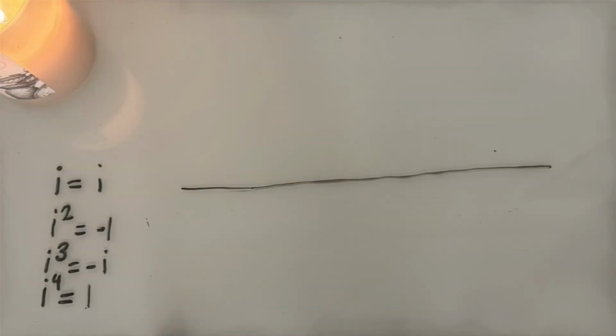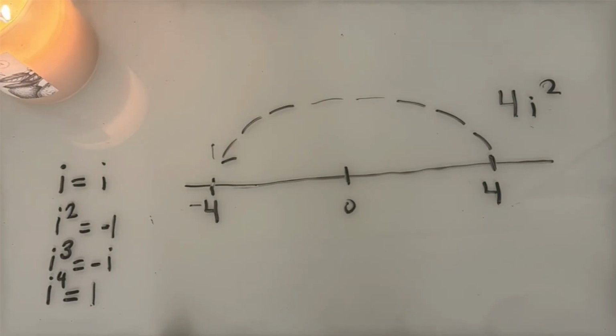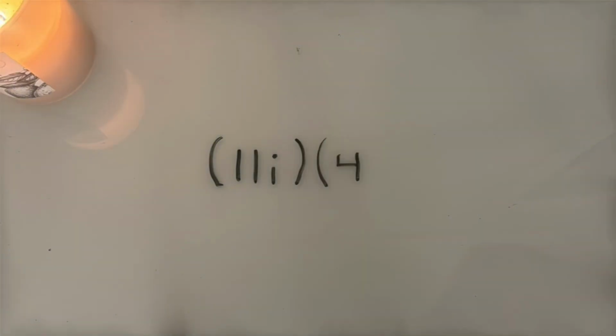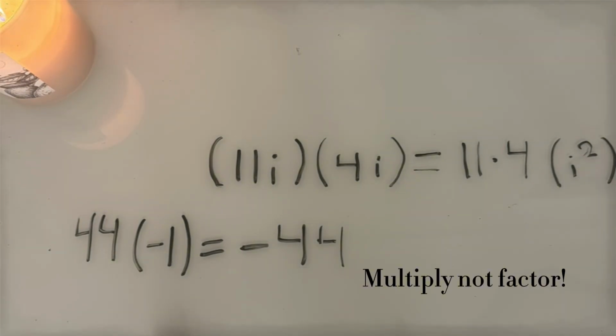Let's solve a practice problem. So let's say you have 4 times i squared. Well, that would be 4 times -1, meaning you have a 180-degree turn to -4. Let's say you have an algebraic problem, so 11i times 4i. Well, that would just be -44 after you factor out and solve for i.